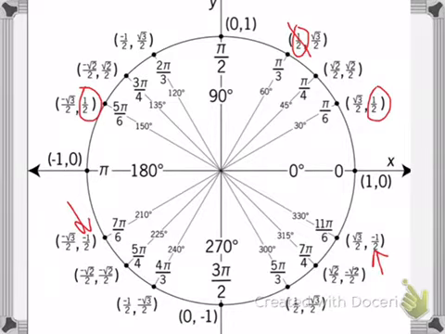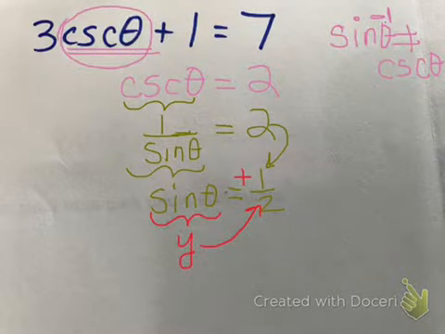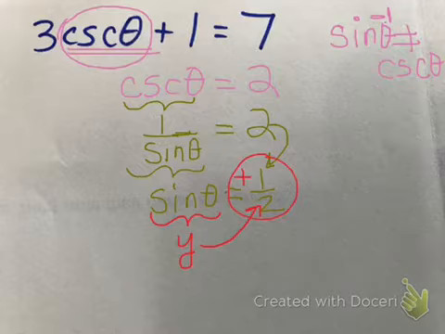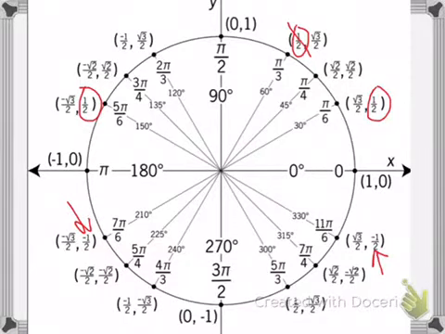But this is strictly positive. I didn't square root both sides. I don't have a plus or minus scenario. I just have positive 1/2. Sine is positive here and here.